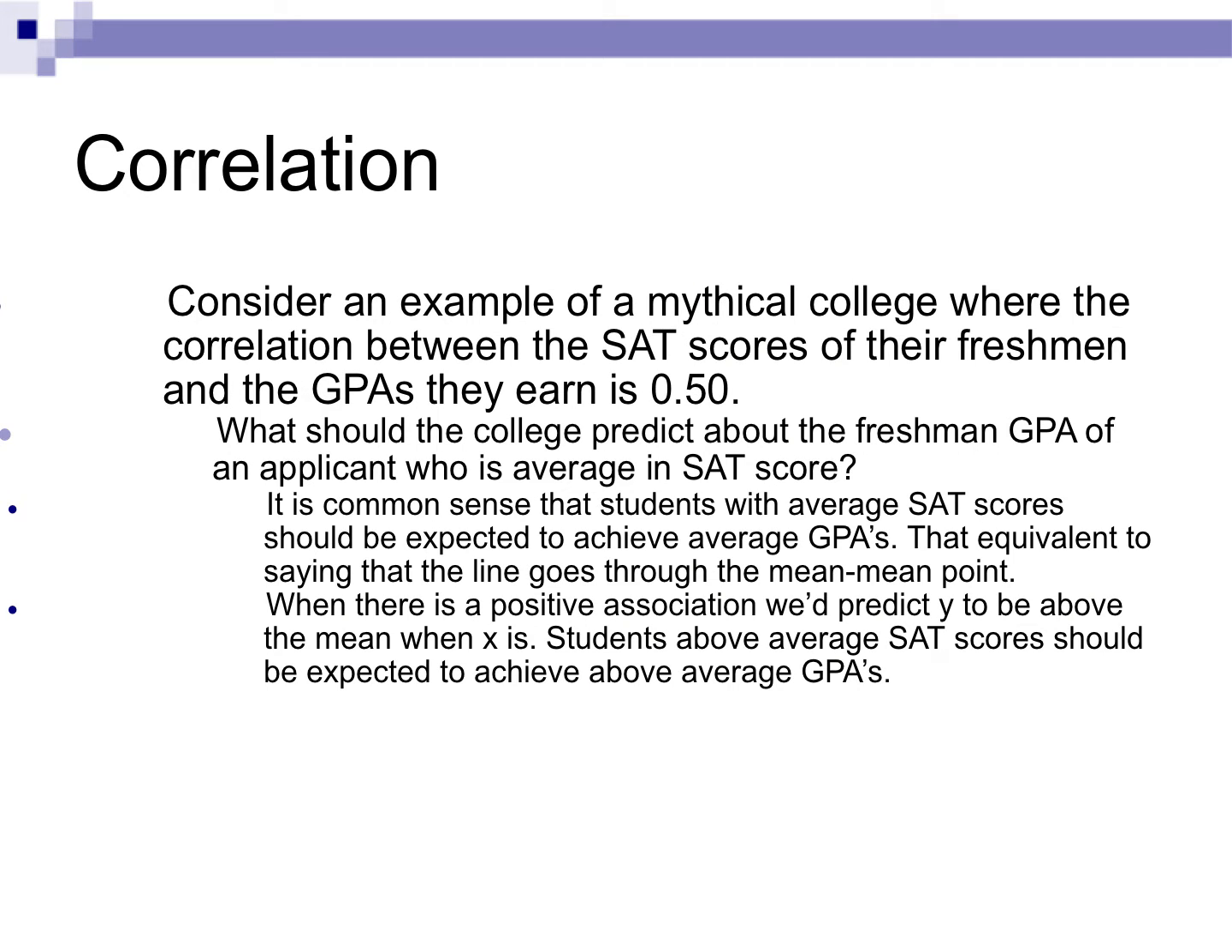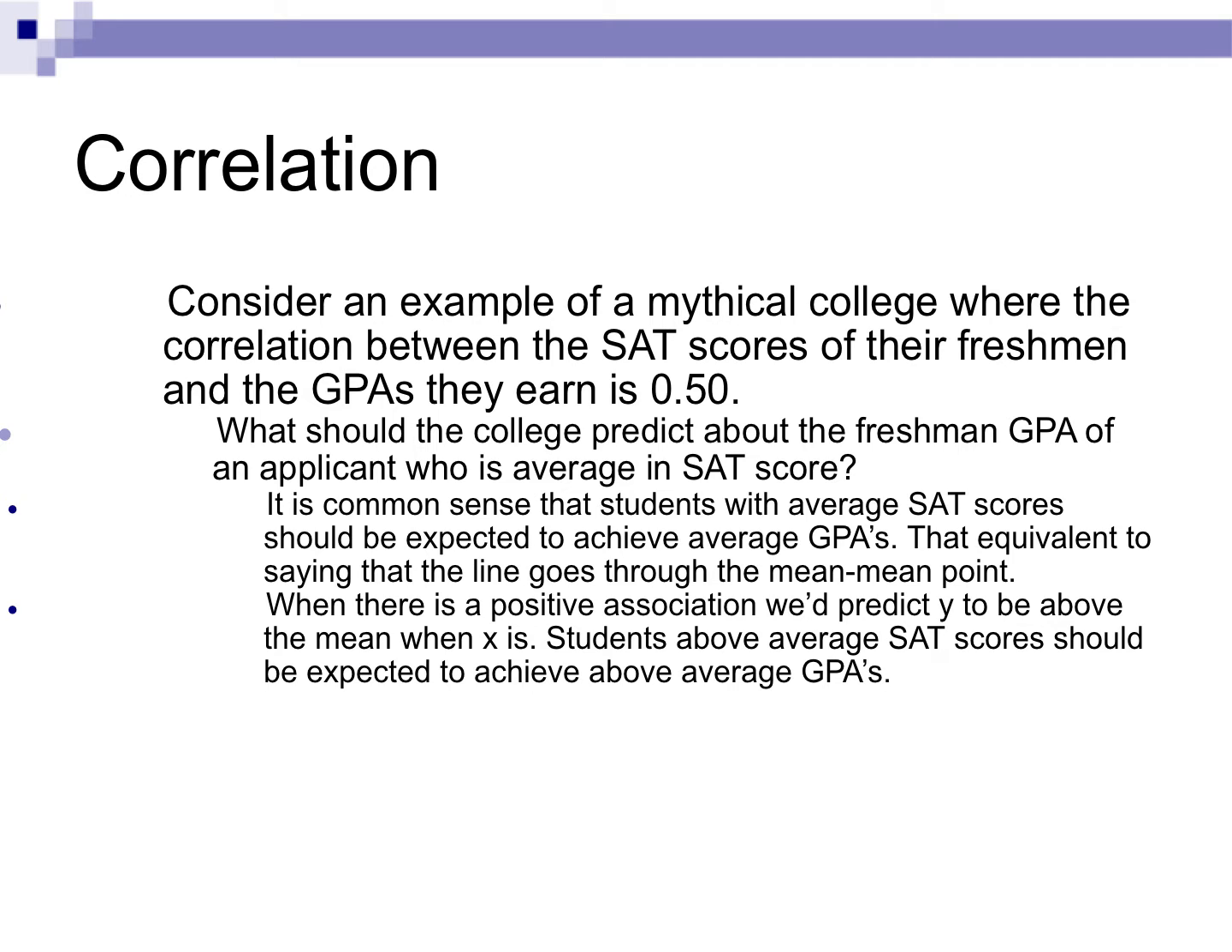So correlation and regression. Consider an example of a mythical college where the correlation between the SAT scores of their freshmen and the GPAs they earn is 0.5. What should the college predict about a freshman GPA of an applicant who is average in SAT score?